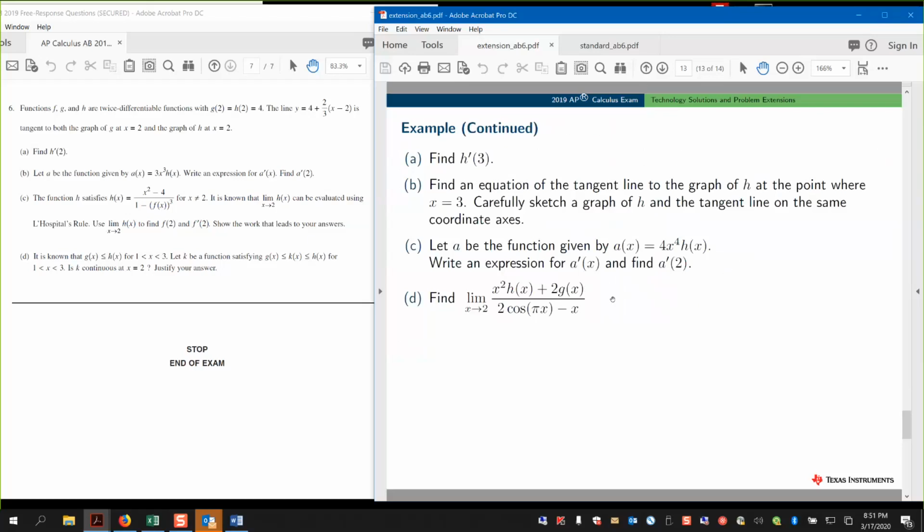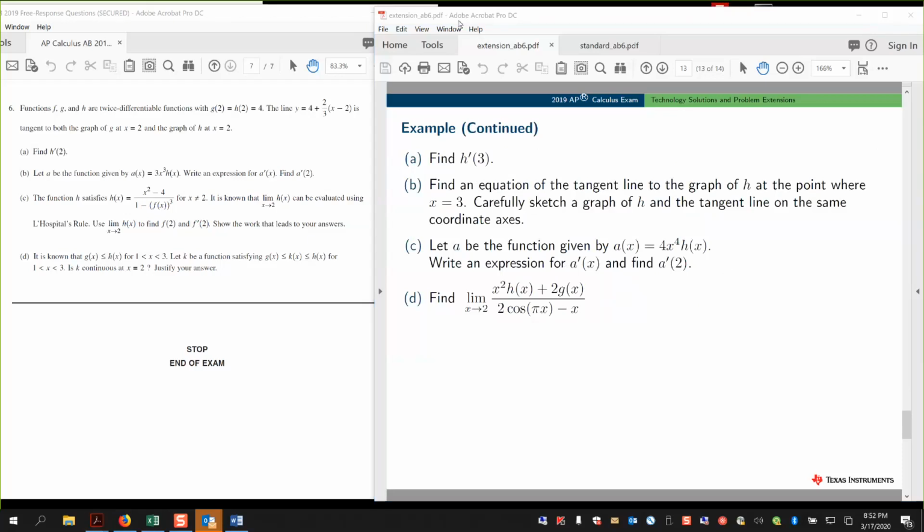So there are a lot of good resources, I think, on the TI website, and this is an example of some extension problems that are AP Calculus type questions associated with the concepts that were in AB6 last year. All right, Michael, I'm going to turn it back over to you.